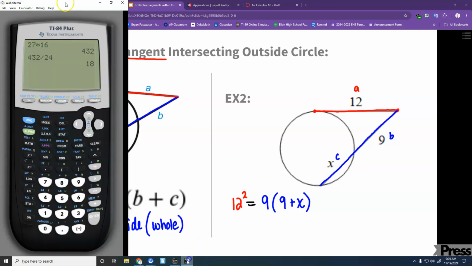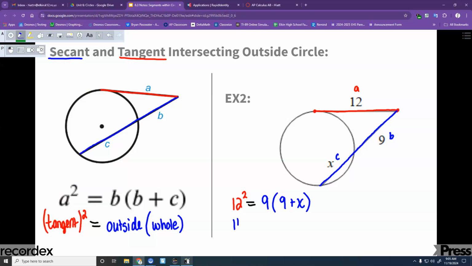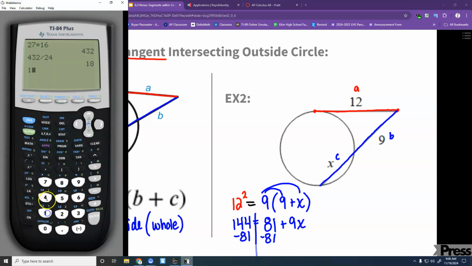Our first step, we would just need to square that 12, so we'll get 144 equals, and then over here, we can distribute that 9. So 81 plus 9x. See, how do we finish solving that equation? Perfect. Subtract that 81. So 144 minus our 81 is going to give us 63.